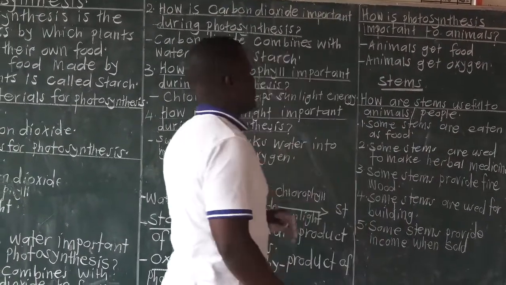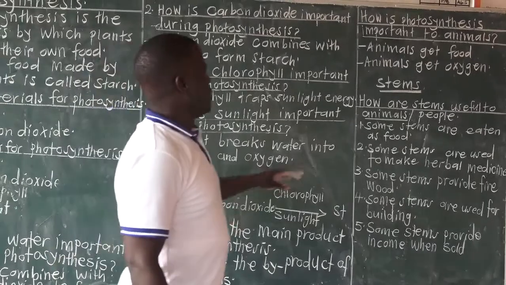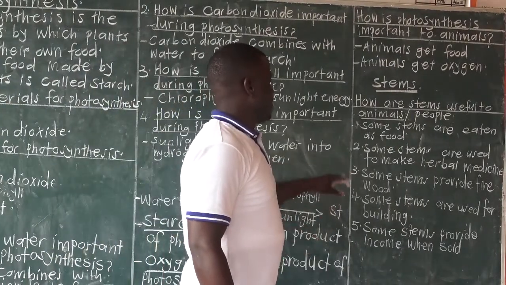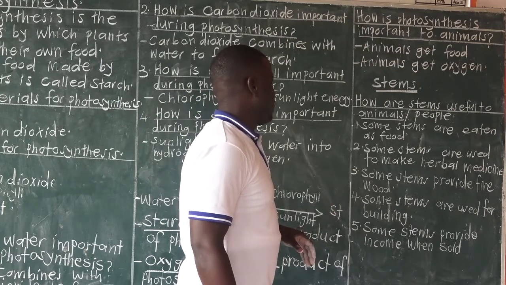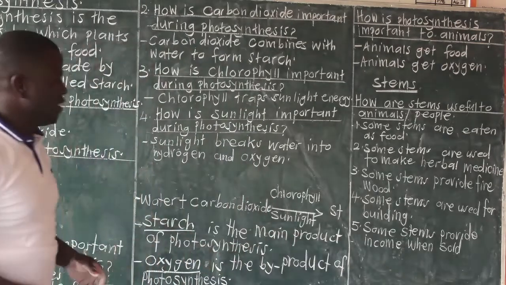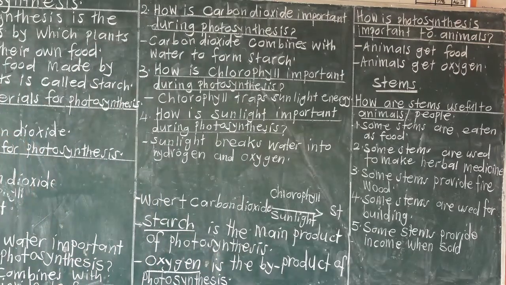We said some stems are eaten as food. Some stems are used to make herbal medicine. Some stems provide firewood. Some stems are used for building. And some stems provide income when sold. That is how stems are important to animals.